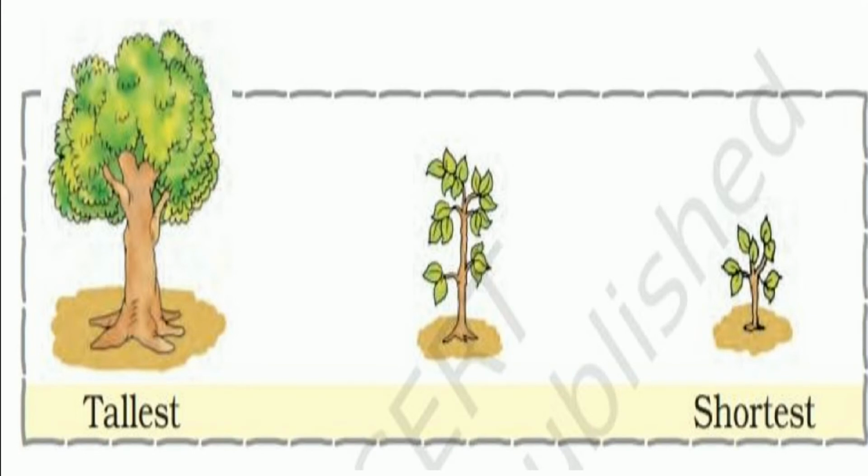The first plant is big, so we call it a tree. And you can see the second and third plant. So which is tall among the three plants? Yes, the first one is the tallest among three. And which is the shortest? Yes, the third one is the shortest among three plants.